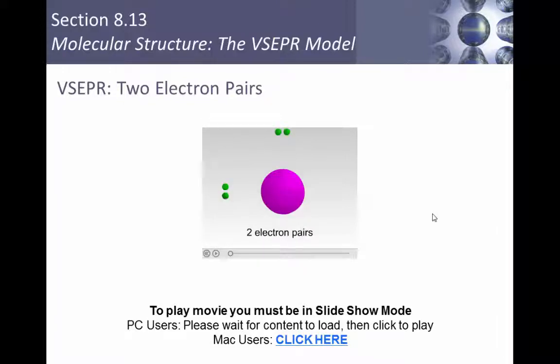Okay, so that was an example with two bonding pairs. All right, so now on the next one we're going to look at three electron pairs.